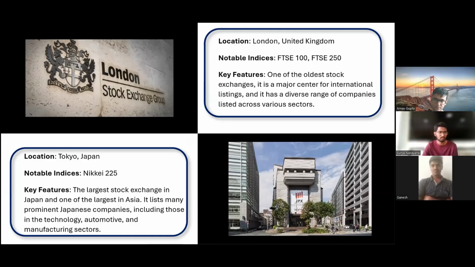sectors. The next is Tokyo, Japan, the largest stock exchange in Japan and one of the largest in Asia. It lists many prominent Japanese companies including those in technology, automotive, and manufacturing sectors.